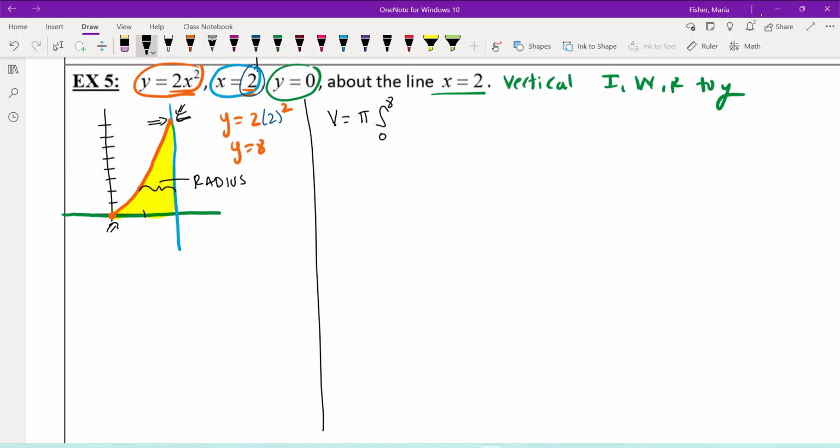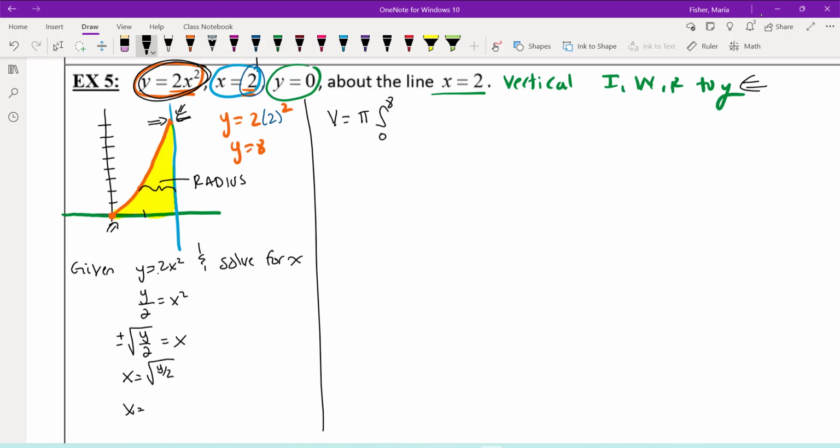Well, what is that radius? First thing is that it needs to be integrating with respect to y, and this is not a function of y yet. So the first thing we want to do is take our given and solve it for x so that we have a function of y. If I solve this for x, divide both sides by 2 first, and then you take the square root of both sides and you get plus or minus the square root of y over 2 is equal to x. Two separate equations, x equals positive square root of y over 2 and x equals negative square root of y over 2.